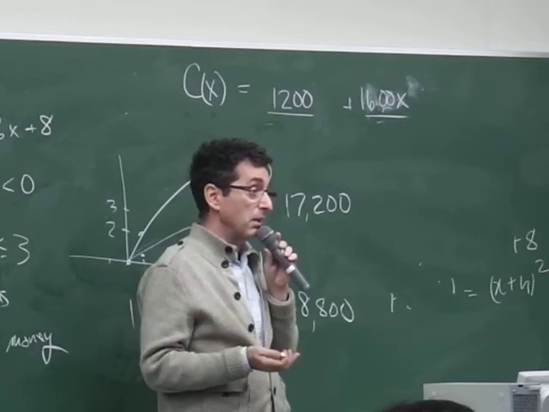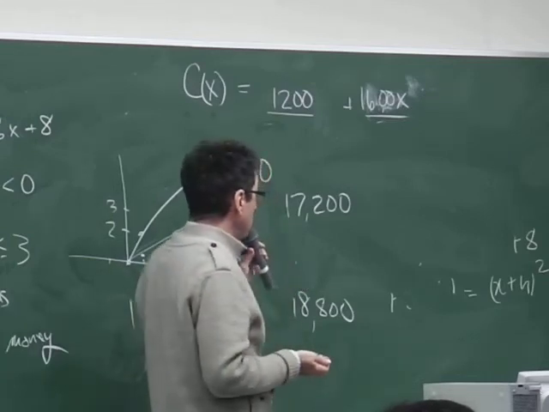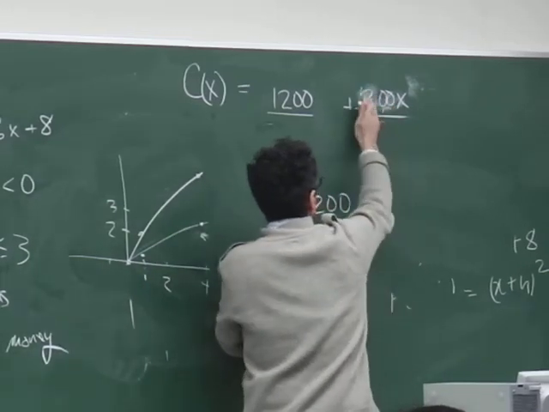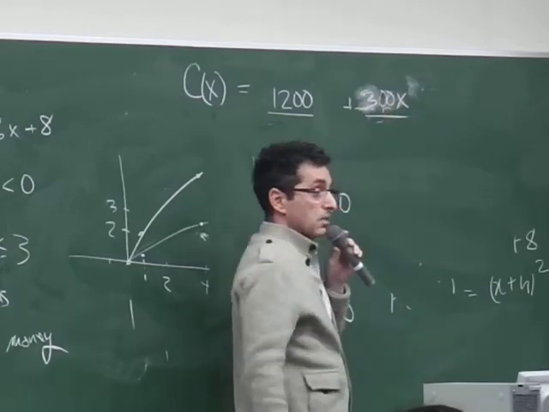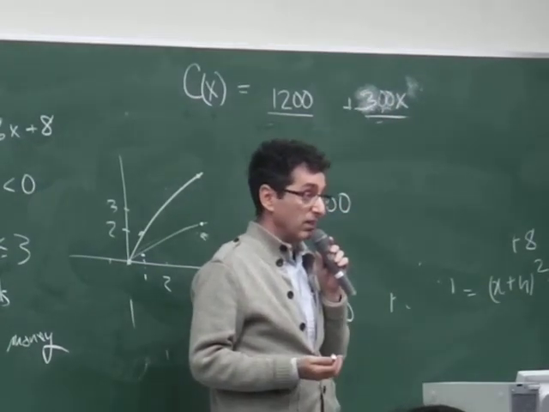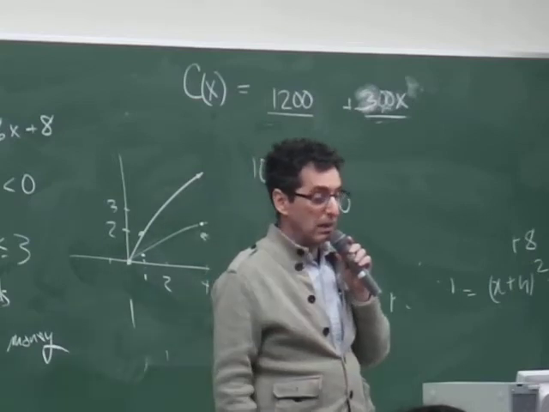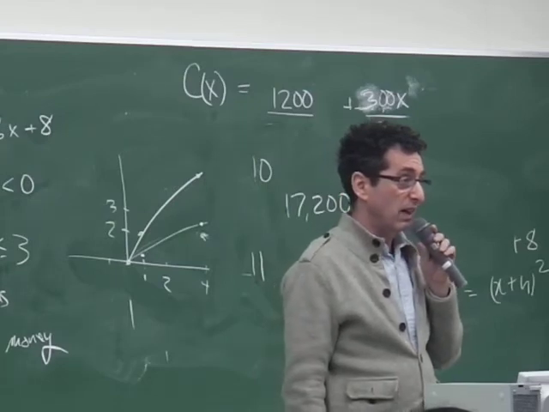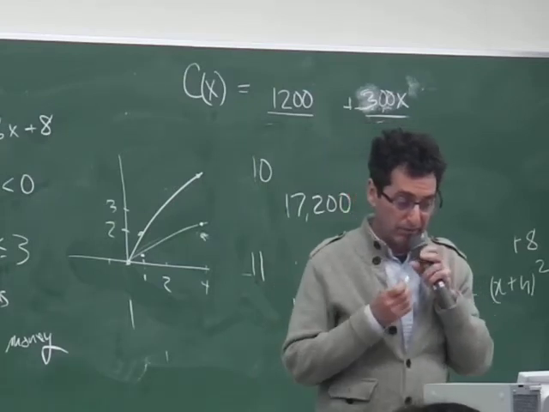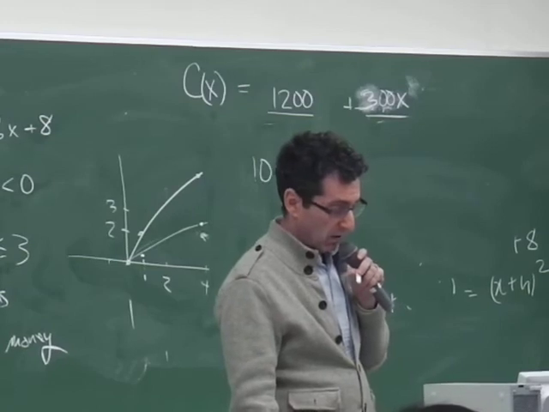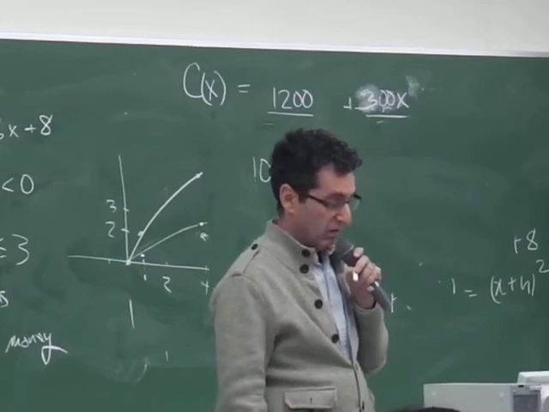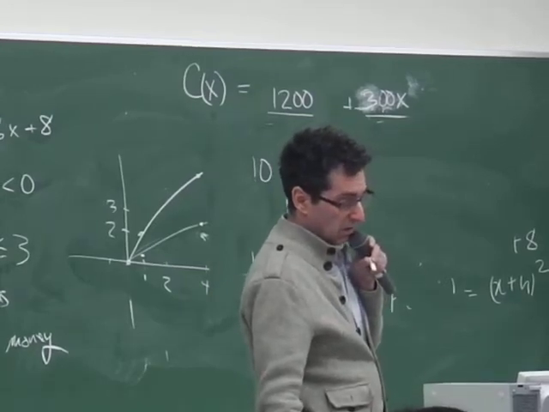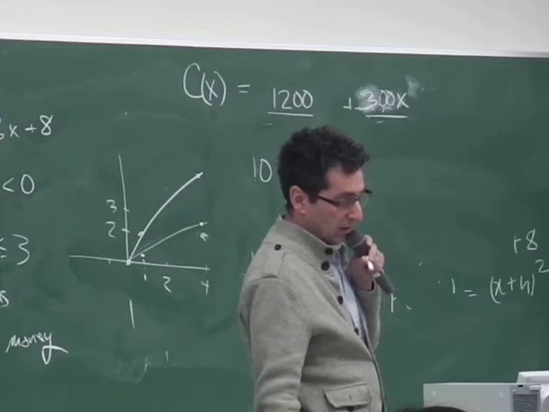So the marginal cost is 1,600. It means the cost of producing another piano. The cost of producing another piano is 1,600. If this was 300, then what would the marginal cost be? The cost of producing another piano would be an extra $300. So that's what they mean by marginal cost and fixed cost. So that's what you need to know. So what is the fixed cost? 1,200.